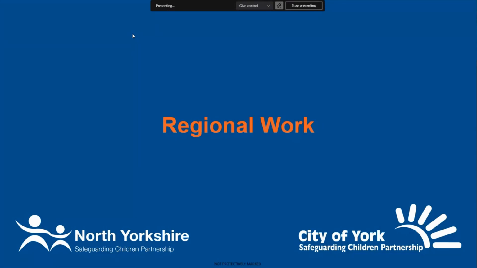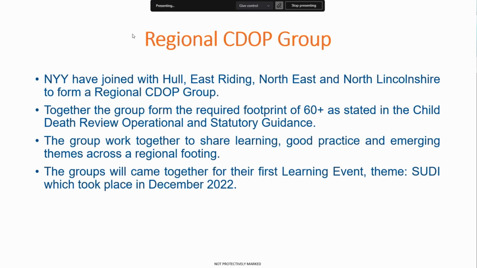In terms of the regional work which we do as a CDOP, the North Yorkshire and York CDOP have joined with Hull, East Riding, North East and North Lincolnshire to form the regional CDOP group. Together, the group meets the required footprint of 60 plus, as stated in the Child Death Review operational and statutory guidance, and works together to share learning, good practice and emerging themes across the region. Because one of the things that we can see is that the number of deaths that we have is normally very small.